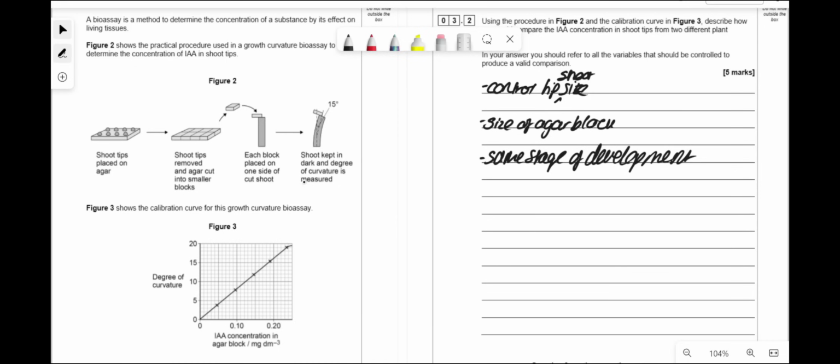And then what did they do? They kept it in the dark. So obviously we need to control how long they're kept in the dark. So time period kept in the dark.